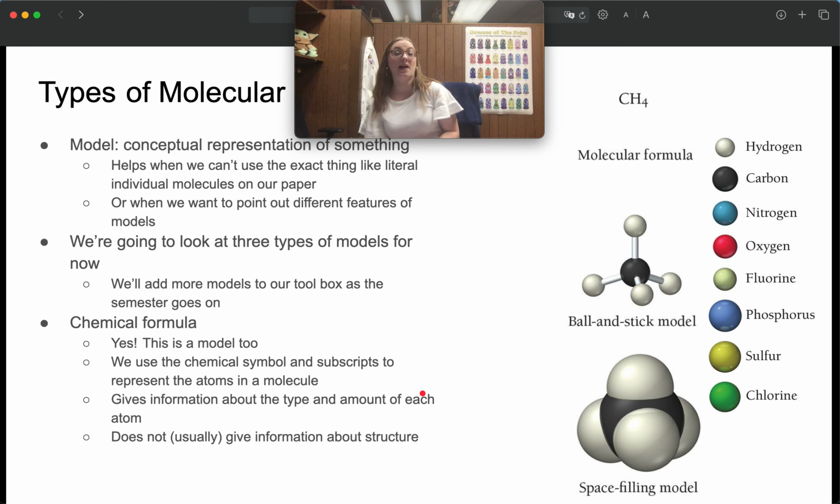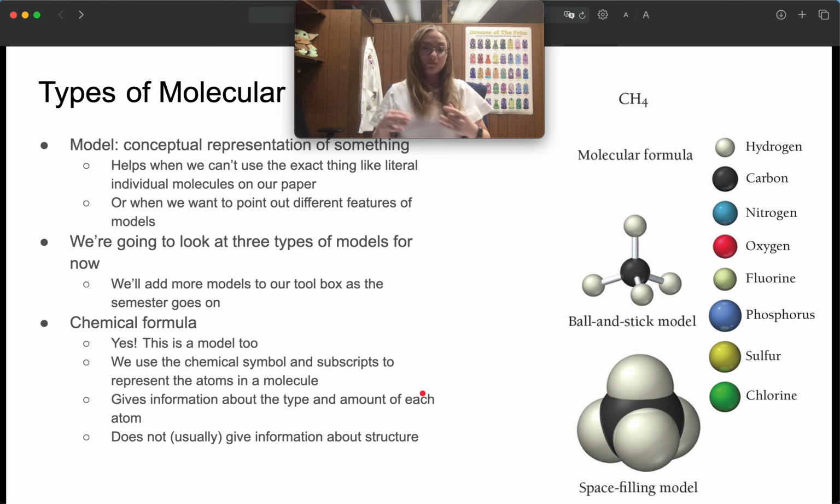If I want to point out a specific feature of a molecule, I can't just hand you one water molecule and you would be able to look at it, see it, do something with it, right? We need like that electron microscope we talked about before. So we use a model to represent these things instead. We're going to look at 3 types of models for those chemical formulas for now, and we're going to add some more to our toolbox later on as the semester goes on.